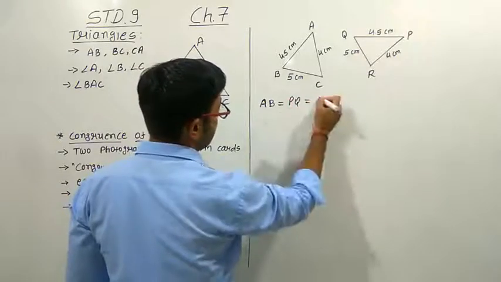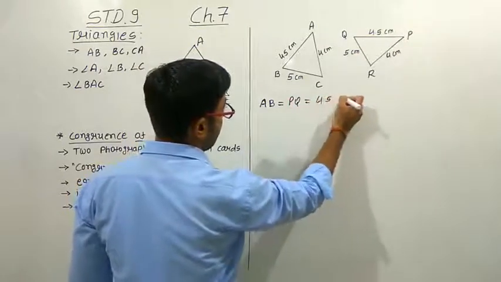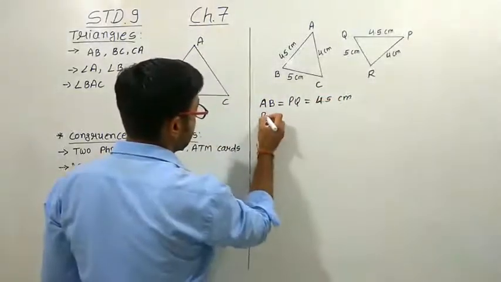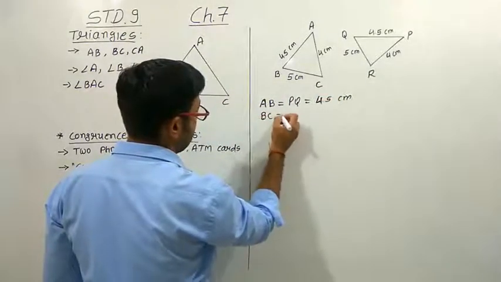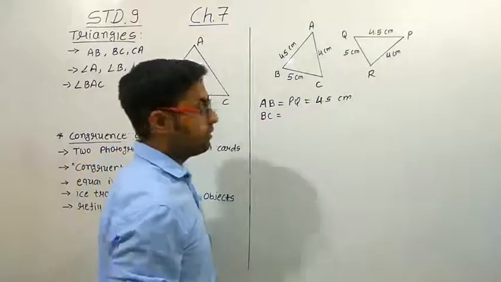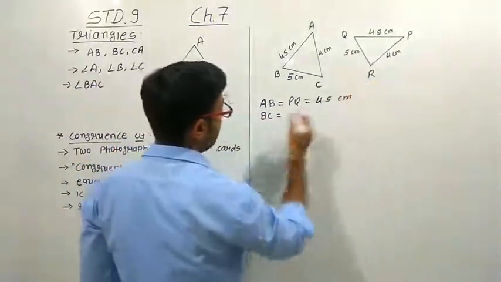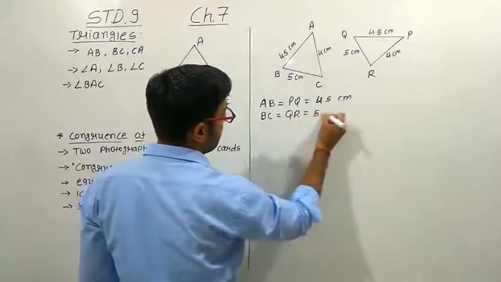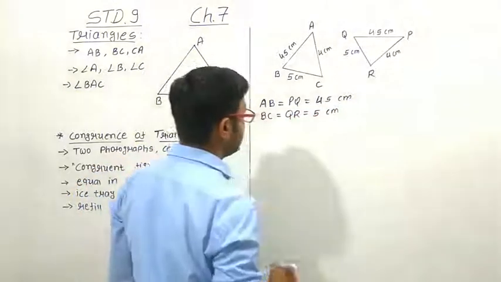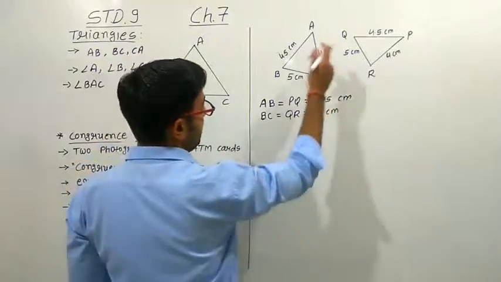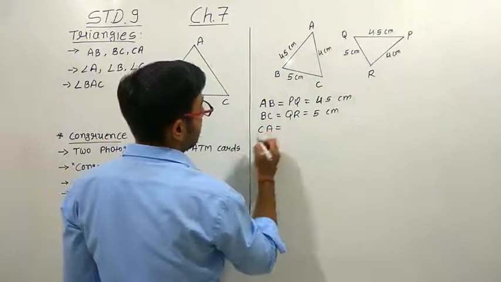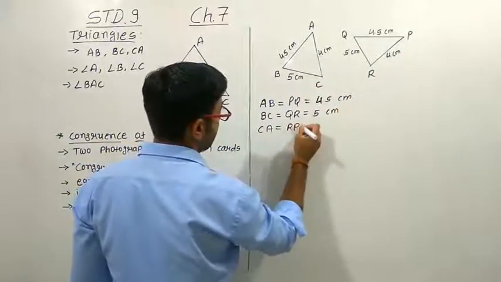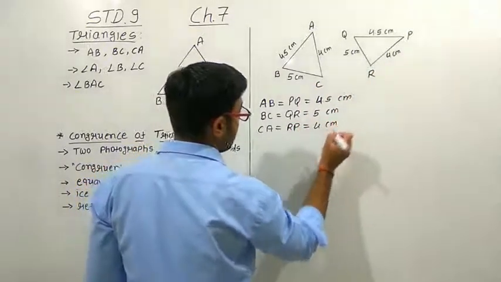Both have the same size of 4.5 centimeter. In the same way, here BC has the size 5 centimeter. And what is the side here? It is QR. So BC and QR both are of the same size of 5 centimeter. In the same way, CA is 4 centimeter and here RP is also 4 centimeter.